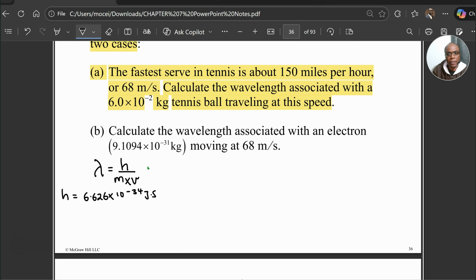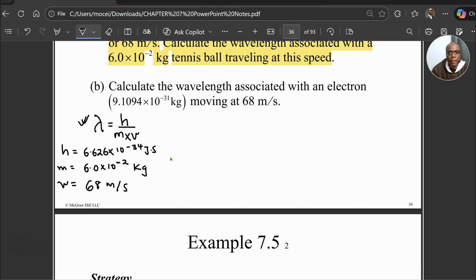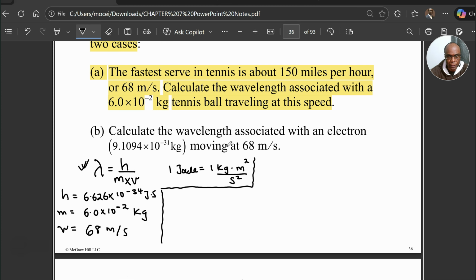I also know that my mass is given as 6.0 times 10 to the power minus 2 kilogram. And I know that my velocity is given as 68 meters per second. And I also know that 1 joule is equivalent to 1 kilogram meter squared per second squared. So these are the things I know in preparation for doing my calculations.